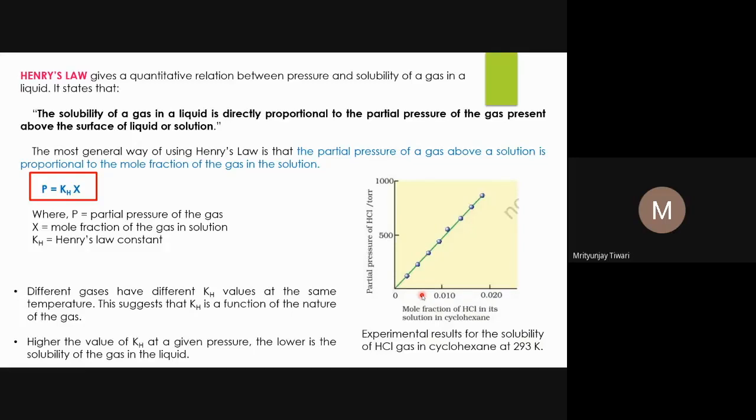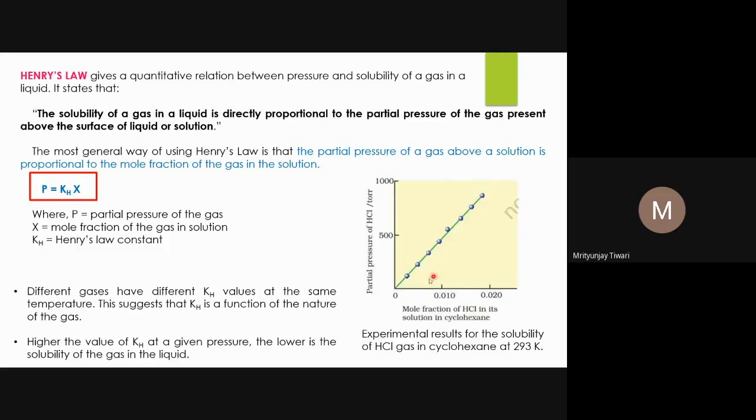You should remember that Henry's law constant is constant for a particular gas. It is not constant for all gases. It is not a universal constant. It is a constant for a particular gas, so its value is fixed. So for HCl, it is one graph with a certain slope. For another gas that graph may go below this, and for some other gas it may go above this. I am explaining this because you may see certain questions based on this graph.